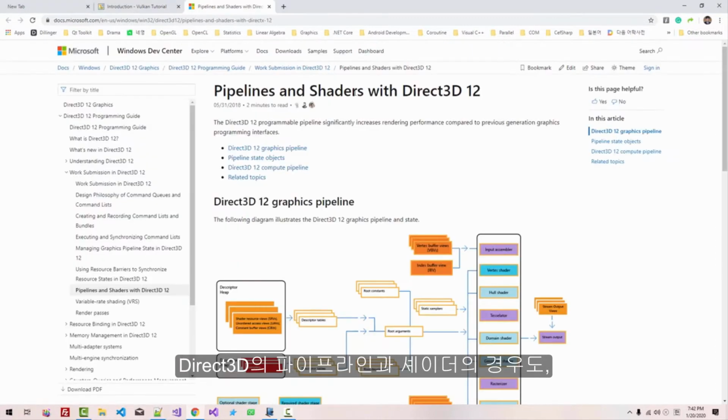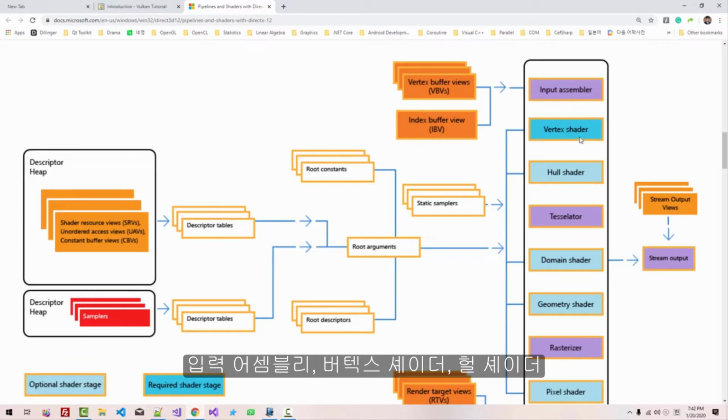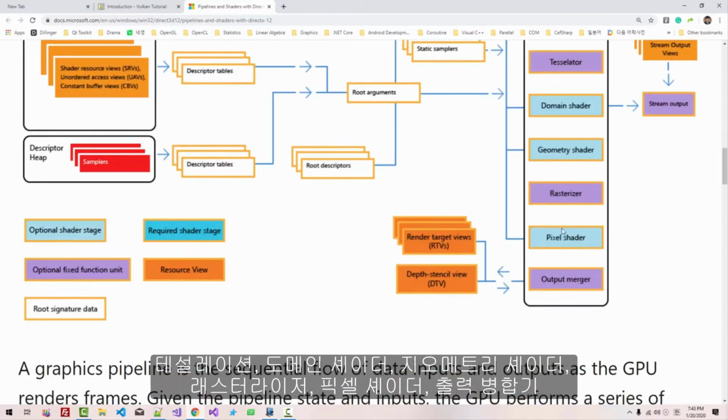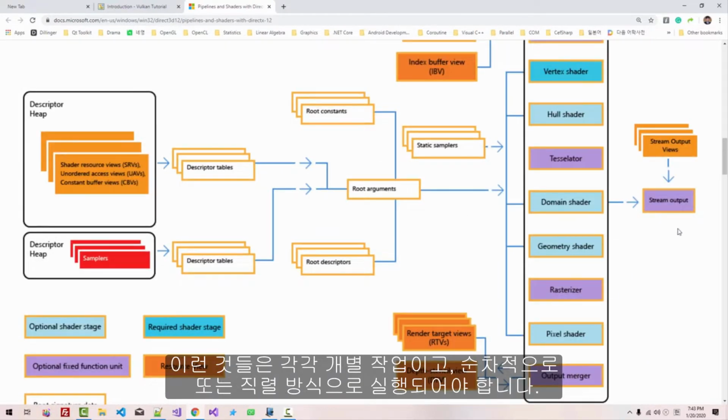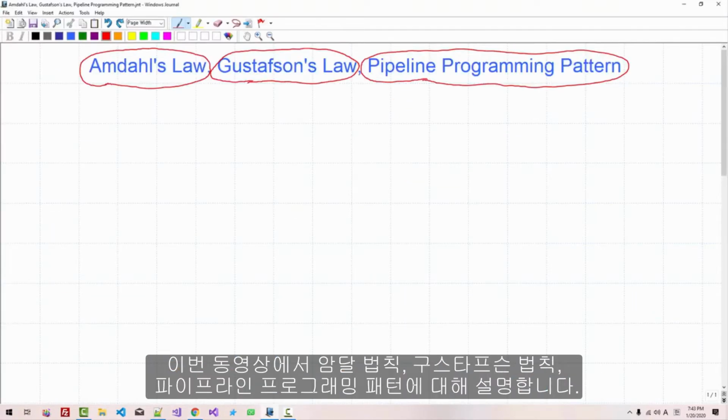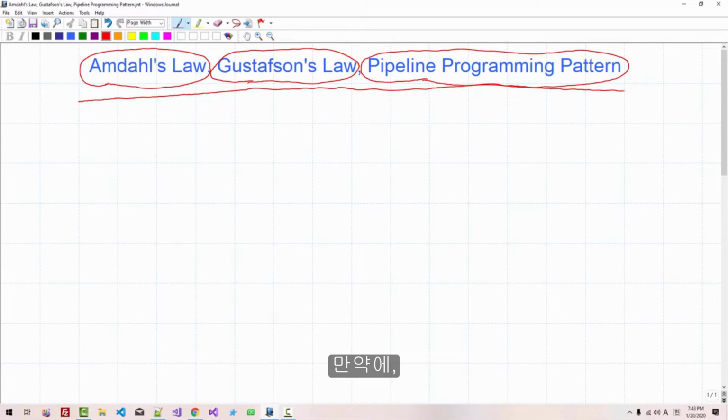Also, in the Direct3D pipeline: input assembly, vertex shader, hull shader, tessellation, domain shader, geometric shader, rasterizer, pixel shader, output merger. These are individual tasks that should be executed in sequential order or in serial order. In this episode, I will explain Amdahl's law, Gustafson's law, and the pipeline programming pattern.